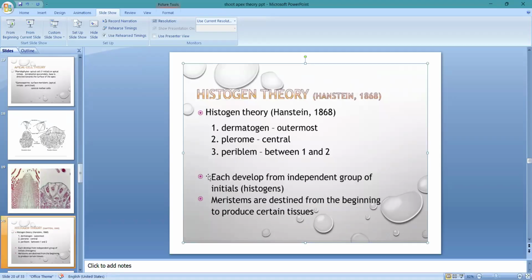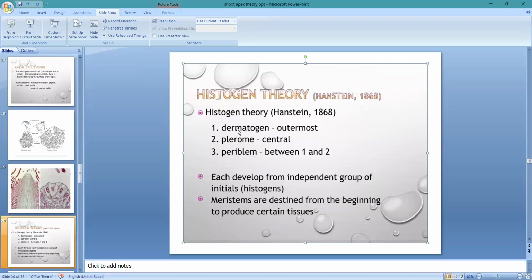It is proposed by Hans Steen. So that's why these parts or initials were called histogens, or tissue builders. The histogens arise from separate sets of the initials and have different courses of development. The major histogens found at the root and stem apices, mainly the dermatogen, is the outermost layer.